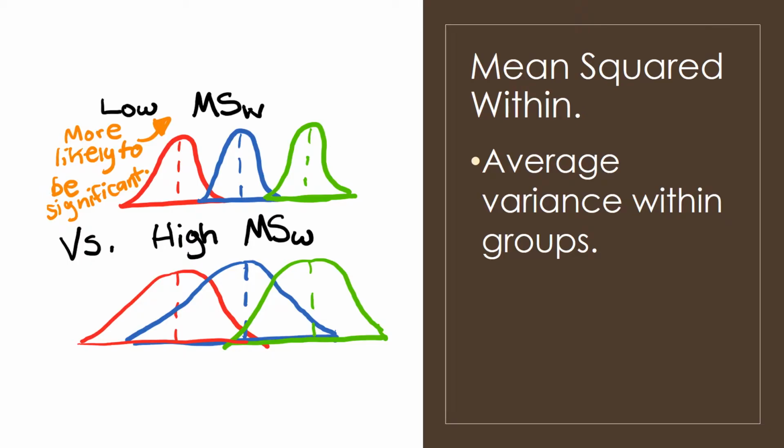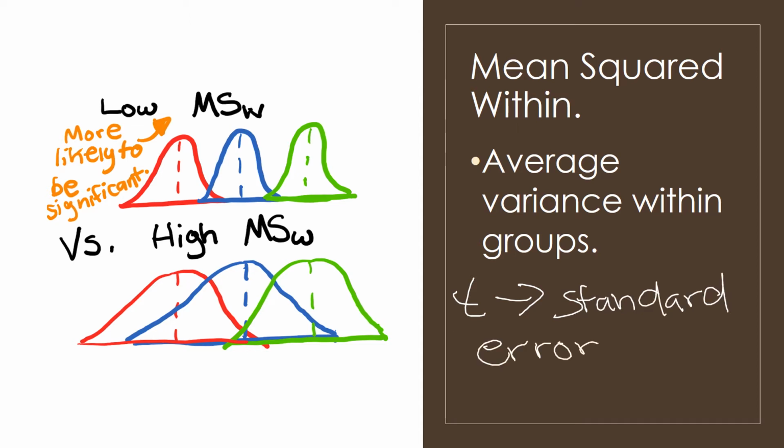Now we're going to talk about the mean squared within, and it's the average variance within the groups. It's kind of how much we expect the means to vary just by chance. And this is analogous to the standard error for a t-test. So when we did a t-test, we did standard error, but this is not a squared version, right? This is in standard deviation metrics.